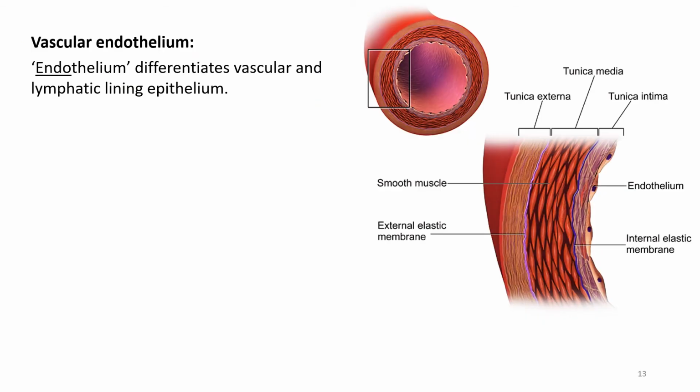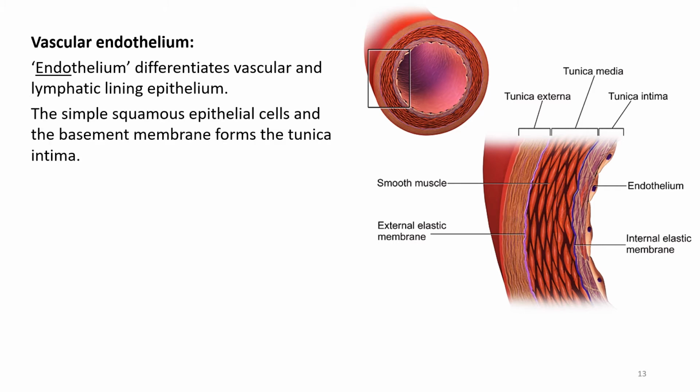Vascular endothelium. So as we said, this differentiates the epithelium that lines blood vessels and lymphatic vessels. The term endothelium is also simple squamous. These simple squamous epithelial cells and the basement membrane form a layer in blood vessels called the tunica intima. And we'll come back to that in clinical reasoning when we talk about where atherosclerotic plaques form.